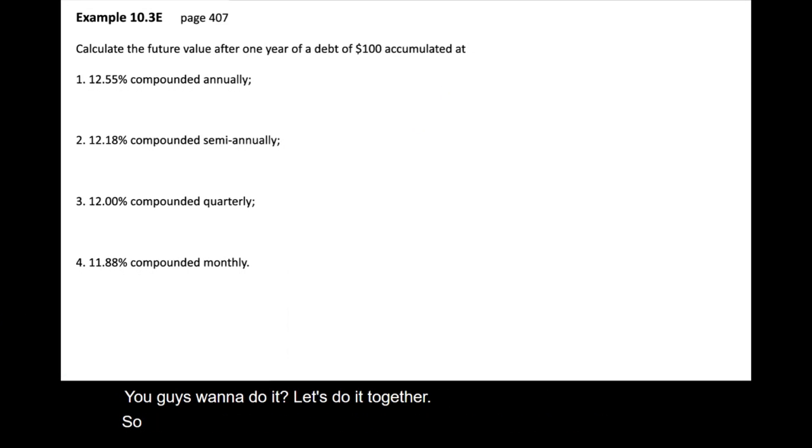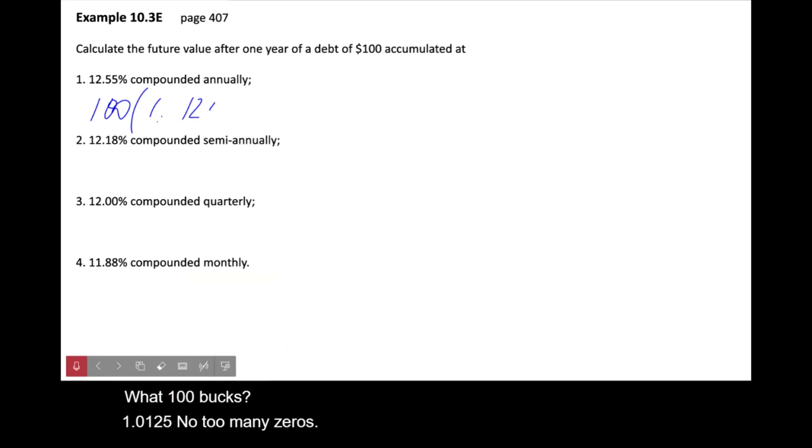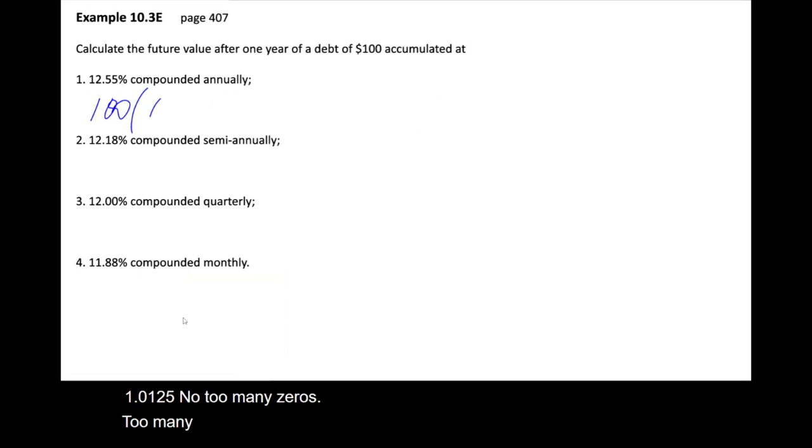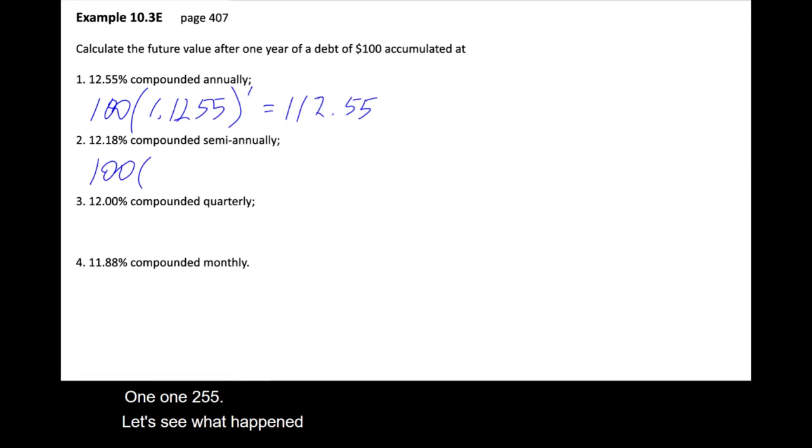So compounded annually, I have what, $100? 1.1255, no, too many zeros. Too many zeros. That's when one is already too many. 1.1255 exponent 1. So what I have, 112.55. Let's see what happened here.